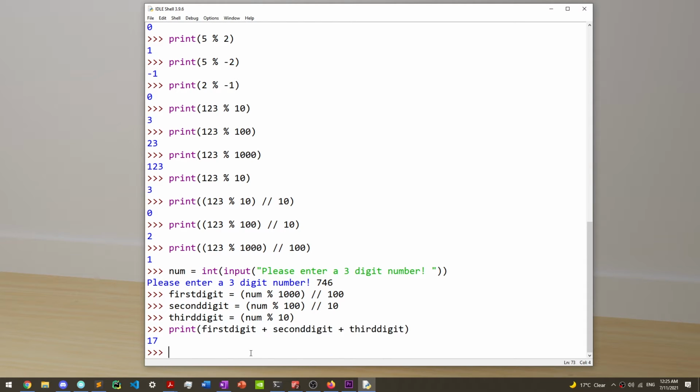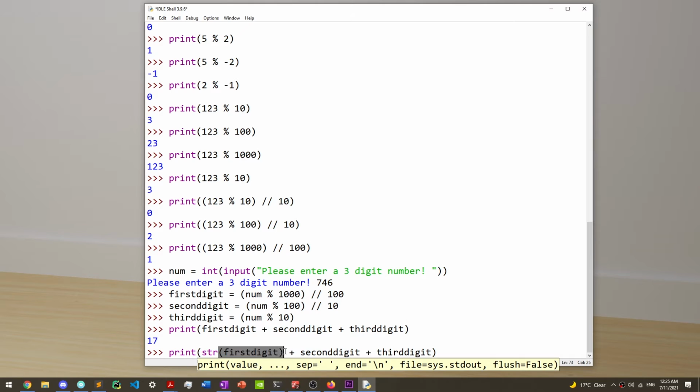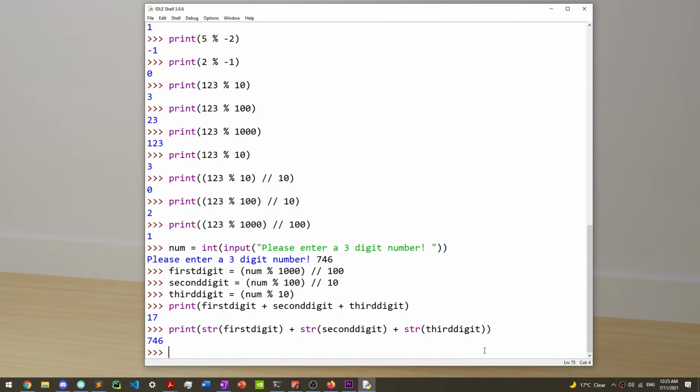Now let's say we wanted to reconstruct the original number, 746. Well, all we'd have to do is convert each one of these to a string. So once we convert each one of these to a string, it's going to concatenate them instead of add them like regular numbers. And we get the final answer of 746.